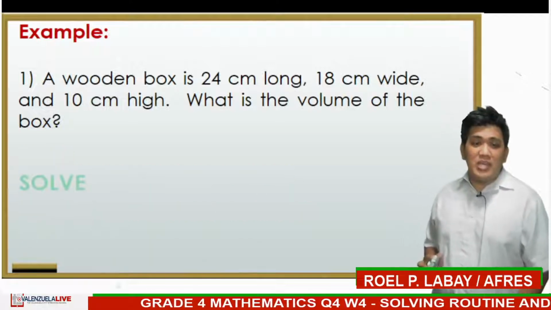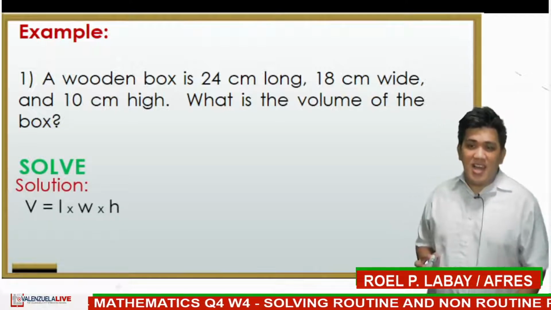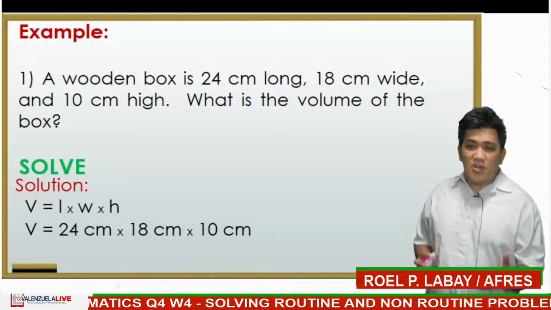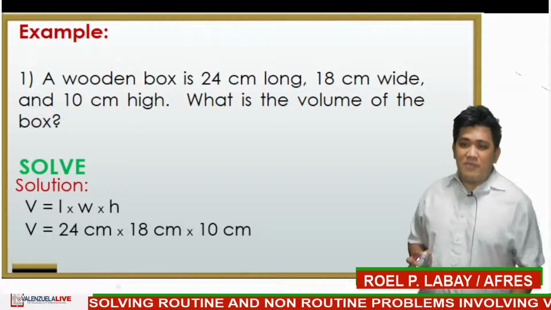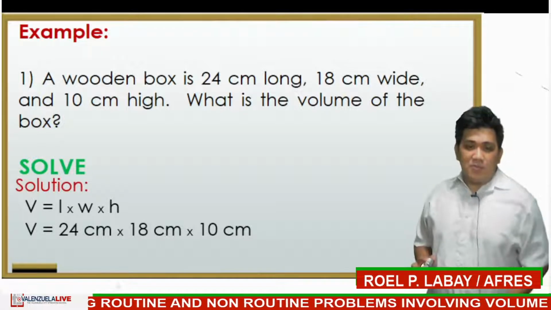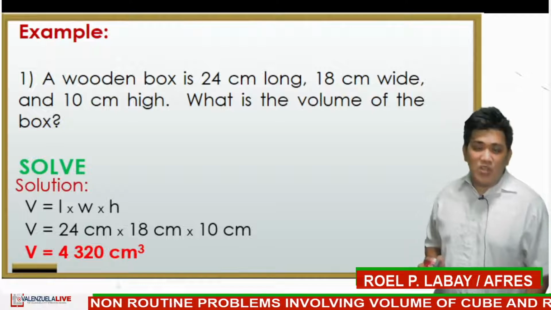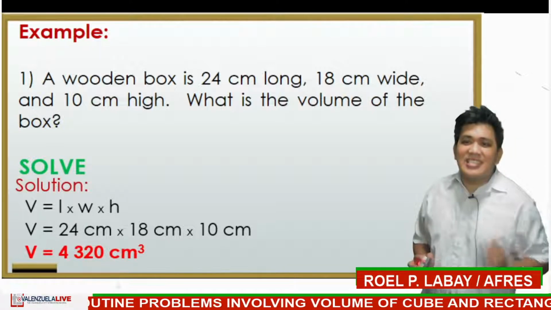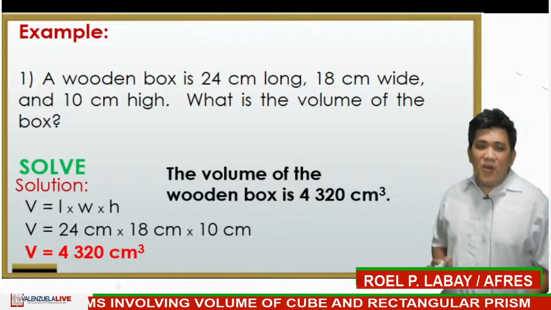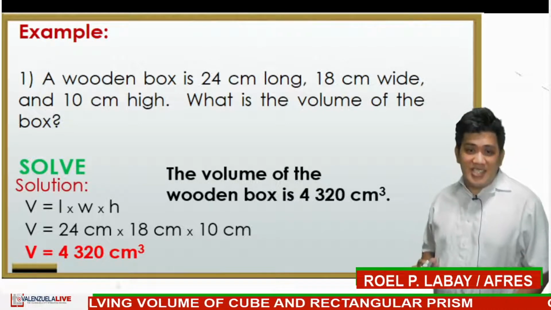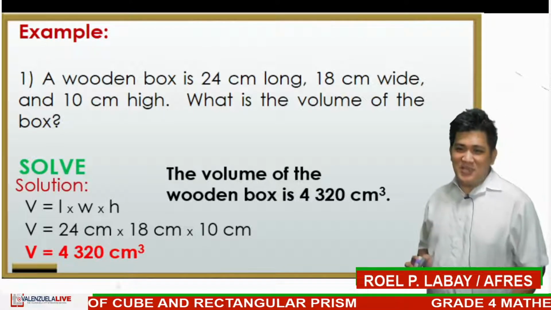And then we solve. So applying the formula, length times width times height, we will have volume is equal to 24 centimeter multiplied by 18 centimeter multiplied by 10 centimeter. And the product is 4,320 cubic centimeter. Therefore, the volume of the wooden box is 4,320 cubic centimeter.